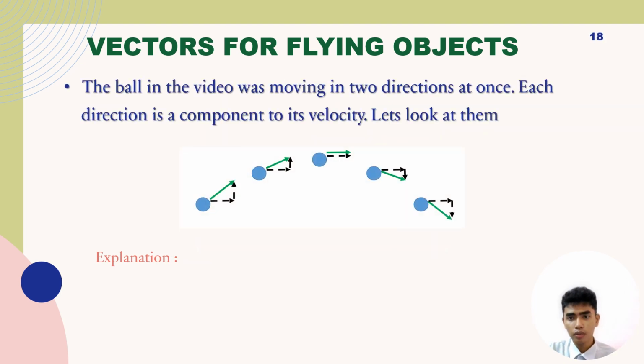We're going to learn about vectors for flying objects. The ball in the video was moving in two directions at once. Each direction is a component of its velocity. Let's look at them. Right here, there's the existence of gravity, from 50 to 20 meters per second, being pushed. The direction is going down, not because of this one, but because it's losing speed in the vertical line. The x component is constant, but it's losing speed or energy in the vertical line. So that's why it's being pushed. It's overwhelmed by gravity, and that's why it ends on the ground. Hope you guys understand that.